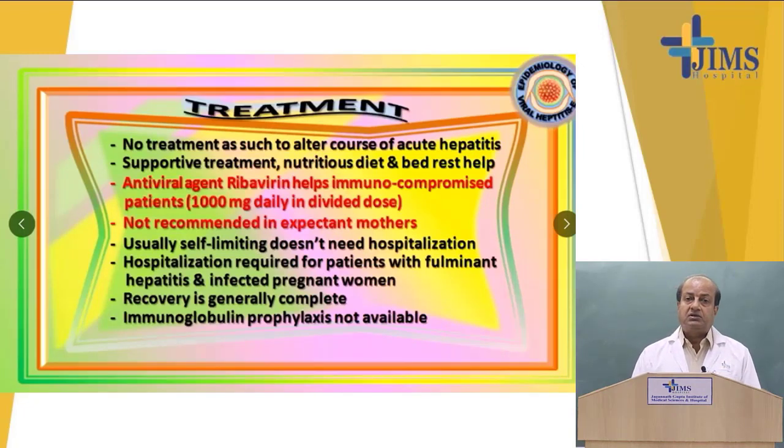Treatment. As such, no treatment can alter the course of acute hepatitis. However, supportive treatment, nutritious diet, and rest in bed will definitely help. In severe cases of acute hepatitis, an antiviral agent, that is ribavirin, can be used, in 1000 milligram daily divided doses. However, ribavirin is not recommended for pregnant women and for women who are planning to get pregnant in the near future.